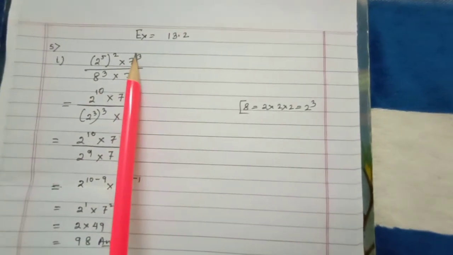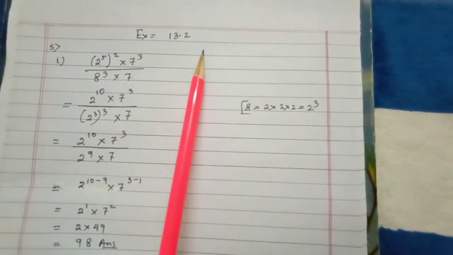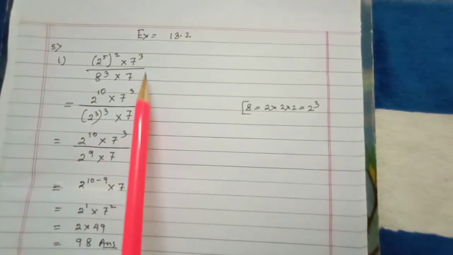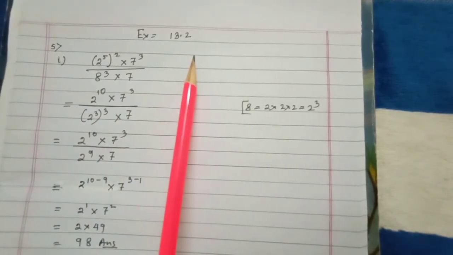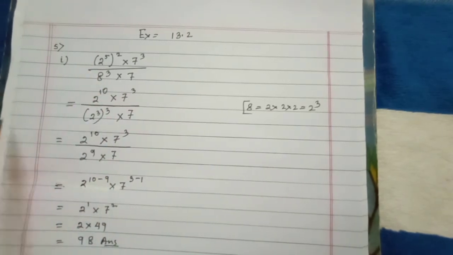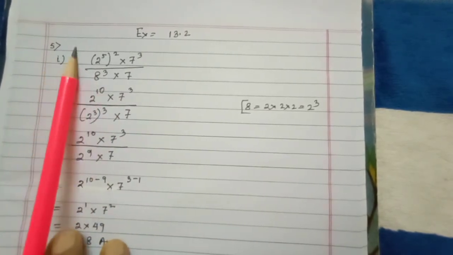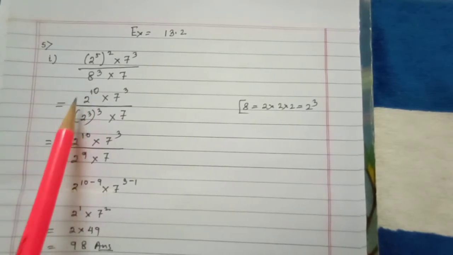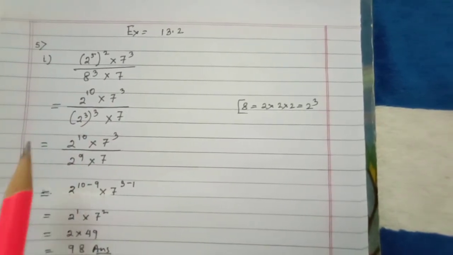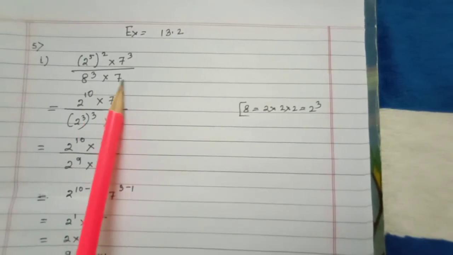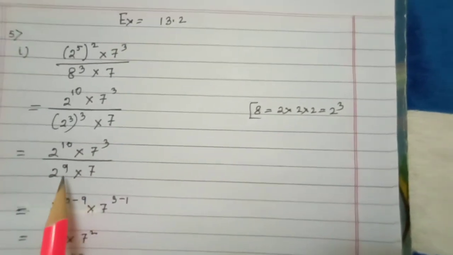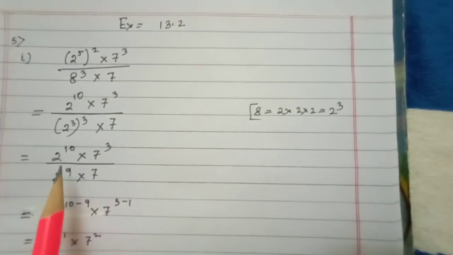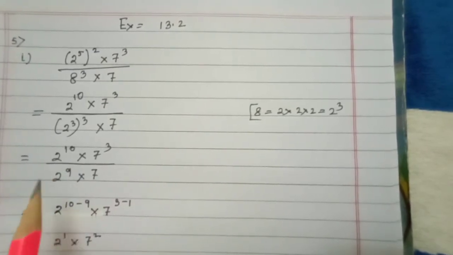Today, our exercise is 13.2, and we are doing the last part of exercise 13.2, the simplification of question number 5. We will do only 3 sums today so that you can concentrate on each and every sum properly, understand and practice. That is why only 3 sums we will do today.